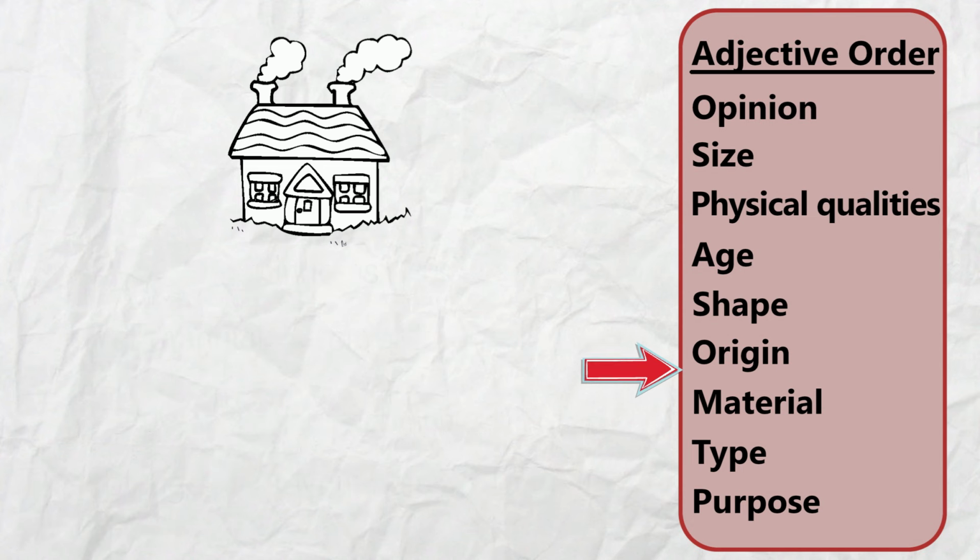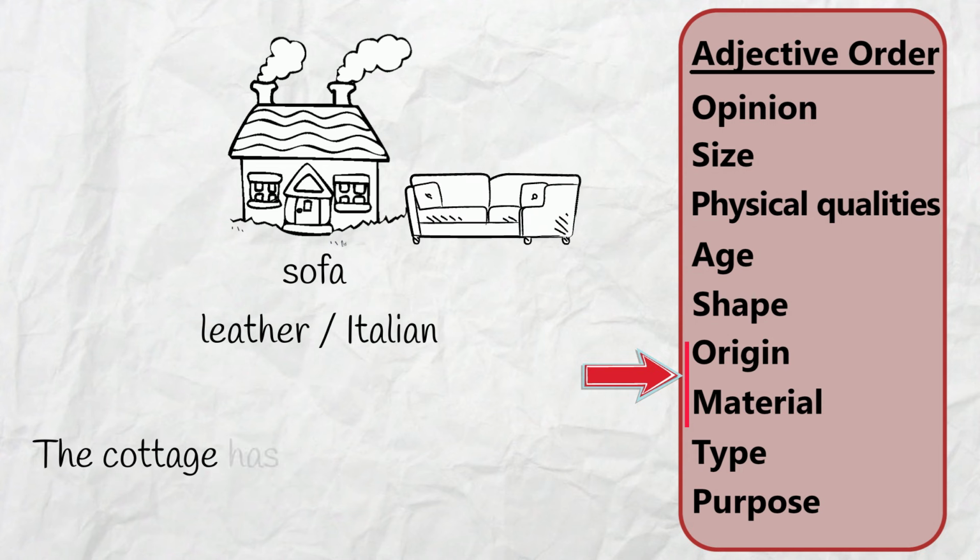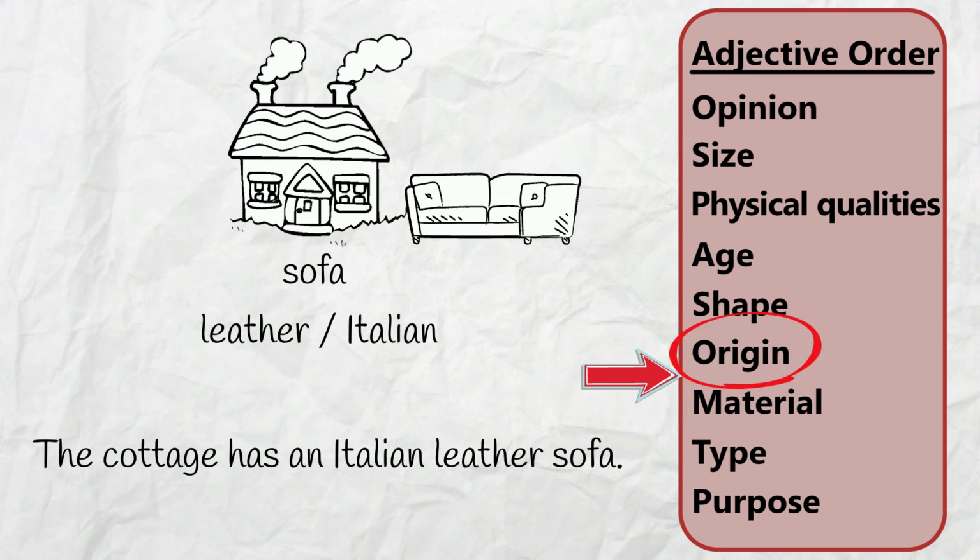Next up are adjectives describing the origin and material of a noun. Let's use the adjectives leather and Italian to describe a sofa in the cottage. The cottage has an Italian leather sofa. The adjective describing the origin, Italian, goes before the adjective describing the material, leather.